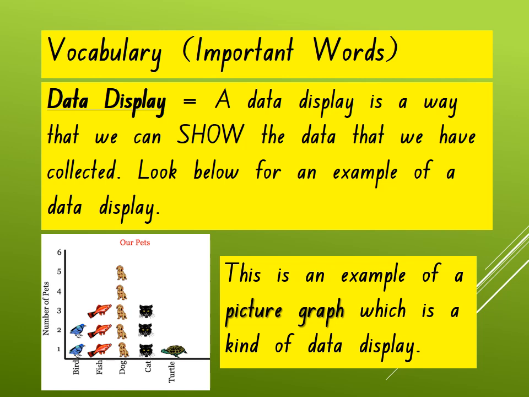And what this data display is showing us is how many people may be in a class. So maybe how many people in the class own these animals as their pets. So there might be 2 people that have birds, 3 people have fish, 5 people have dogs, 3 people have cats, and 1 person has a turtle. This is an example of a picture graph, which is a kind of data display. So we've shown how many people have each animal by using pictures.